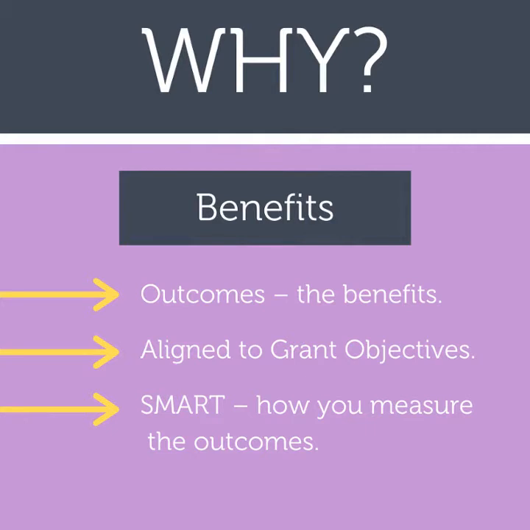The next part of why is the benefits, referred to as outcomes in the RED grants application. The outcomes of the benefits are what comes out of doing your project, the benefits that result. They must be aligned to the objectives of that particular grant, in this case the RED grant. You can have benefits that aren't strongly aligned.